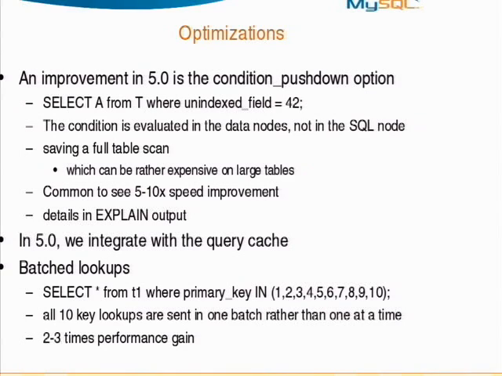In 5.0, we also integrate with the query cache, so you can use the query cache to cache queries that are querying cluster tables. That works well. We also do batch lookups. So when you do select star from T1 where primary key is in a whole range of list, instead of asking the data nodes what's primary key 1, 2, 3, we'll just grab those in one chunk and send them down in one query. And you get batched lookup, which gets about 2 to 3 times performance gain over what we had in 4.1.